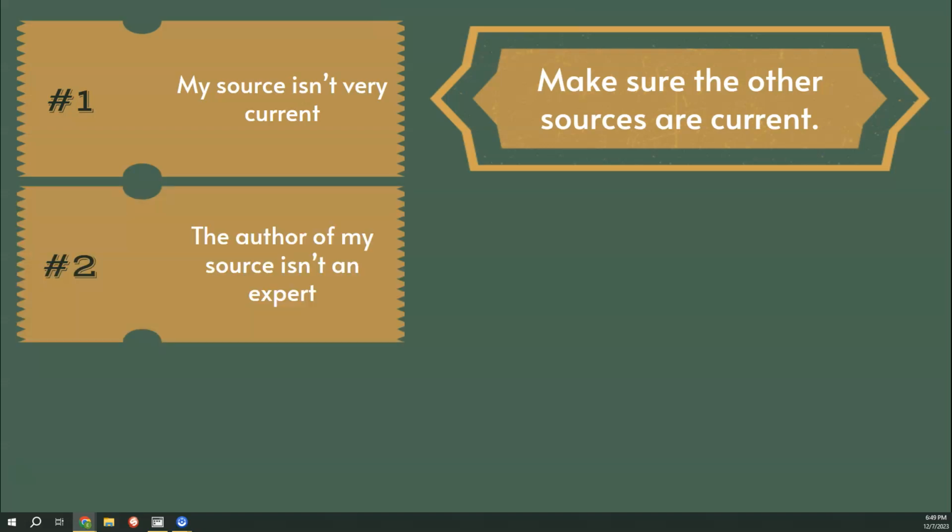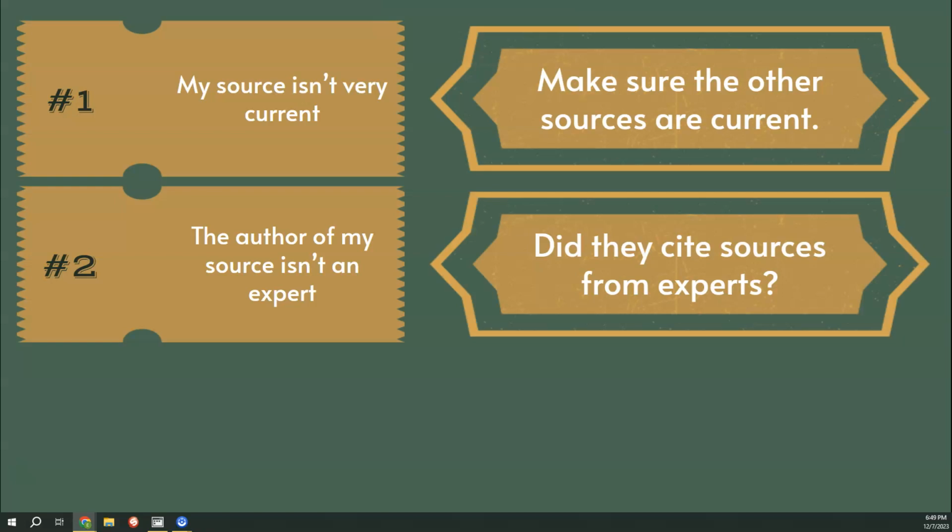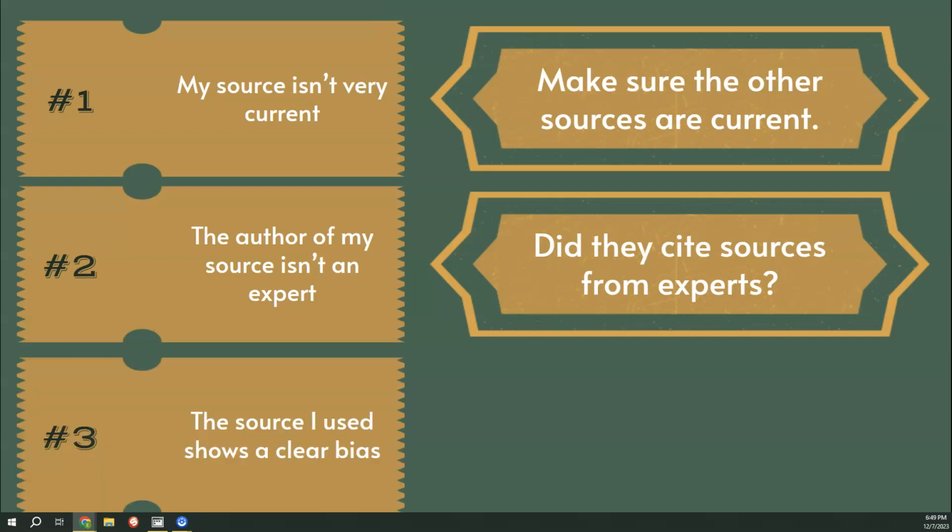If what I have isn't current, but has the same information that is current, then I'm pretty safe to assume that those things are okay. If the author of my source isn't an expert, think specifically of blogs, but they are citing sources from experts like books or scholarly journals, then that is okay. Or if they're not citing sources from experts, then maybe can you find the same information from an expert? And if you can, it's probably okay.